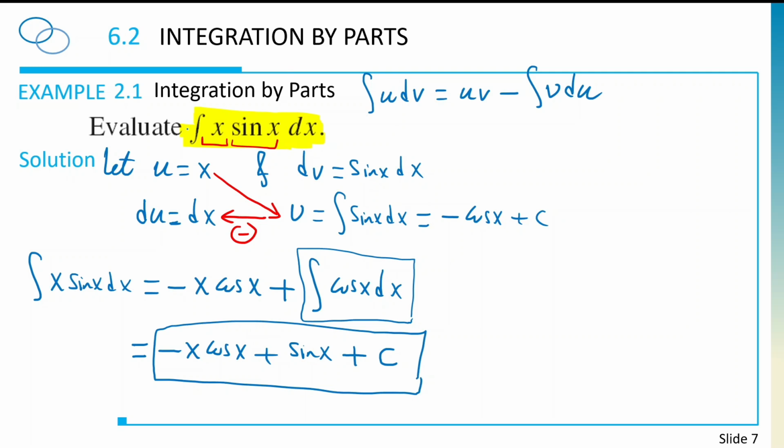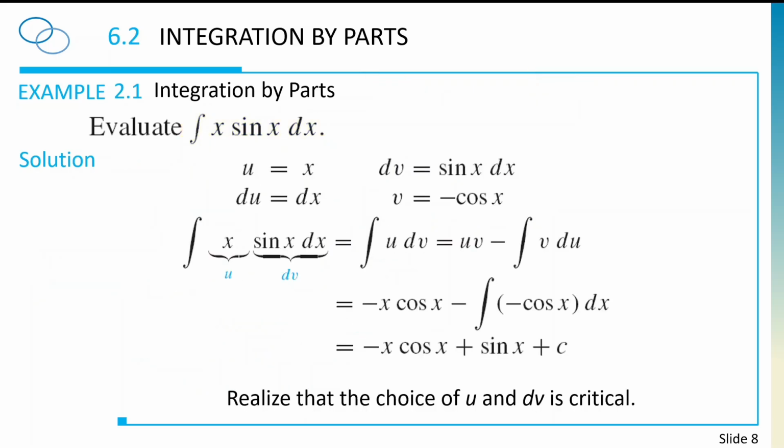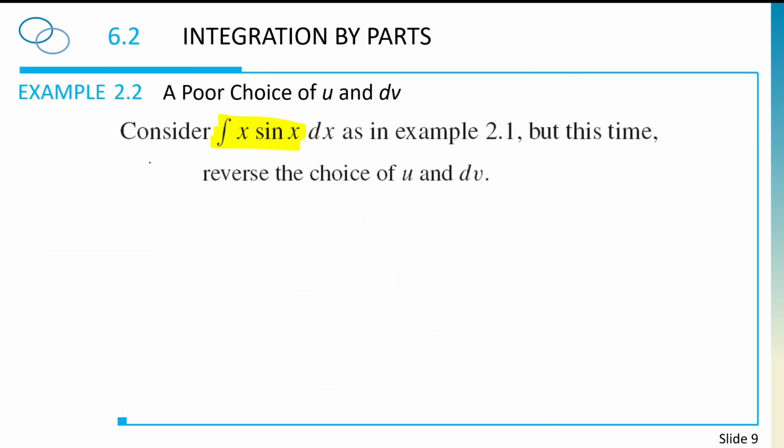Okay, now, just to show you how important your decision is at the beginning. For me, the most important step is your first step: which one you decide as u or dv. Now, let's say, for the same example, I had a different choice. I switched my choices. Remember, the first time u was x. Now I'll do the opposite. I'll let x be dv and sine x be u and see what will happen here.